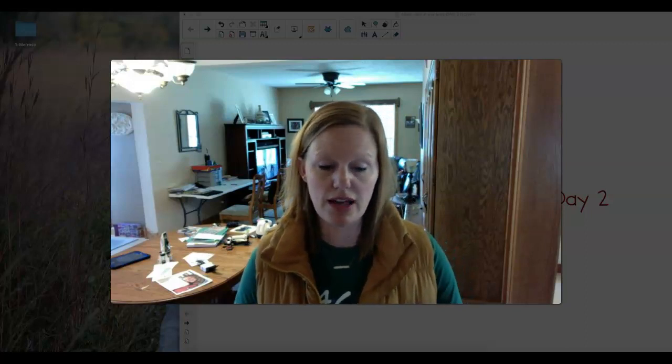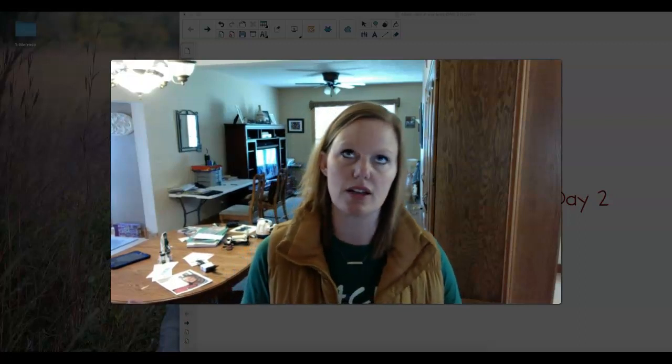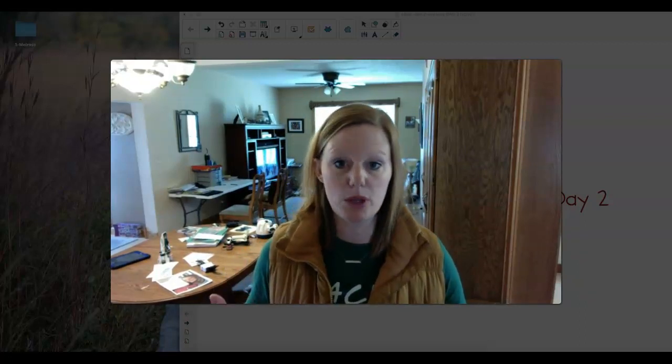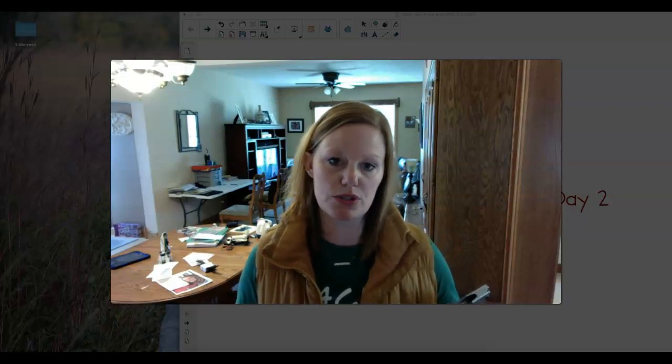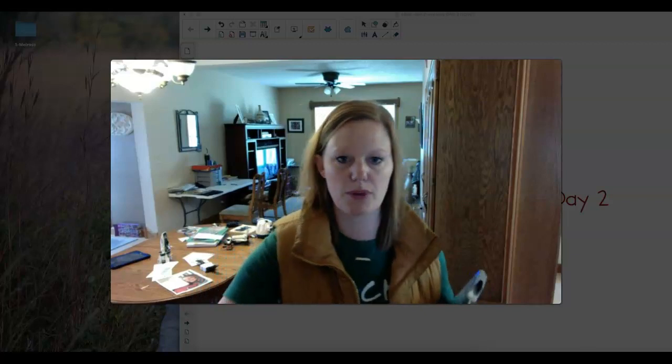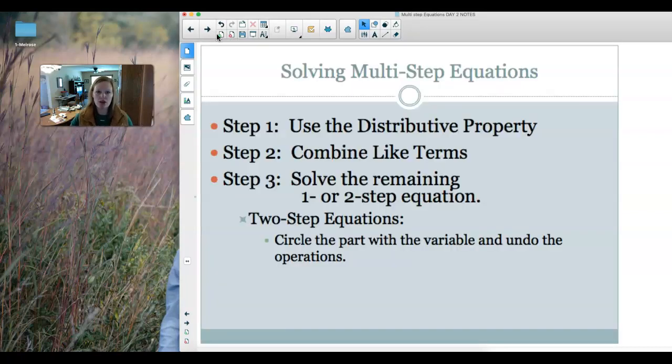So we're going to keep plugging along. We're just going to add one more step today. On Tuesday, we did multi-step where you just had to combine. We're going to add one more thing. Hopefully you used your time yesterday to get caught up on a bunch of your classwork. So here we go, day 2 of multi-step equations.